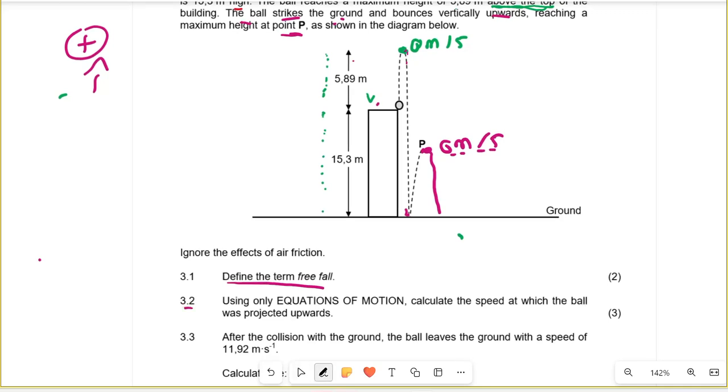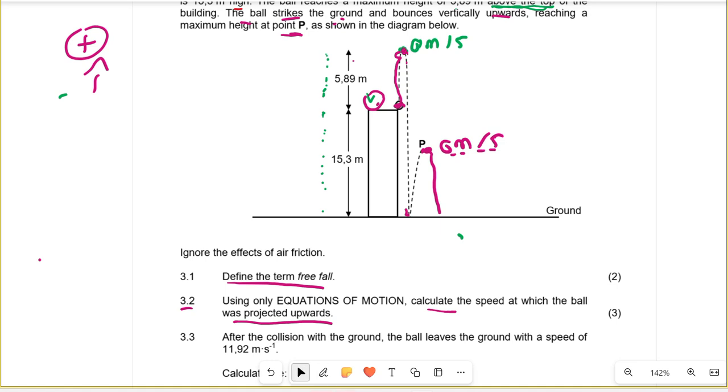Using the equations of motion, calculate the speed at which the ball was projected upwards. Okay, the ball was projected from here to there. So you're looking for the speed, right? What information do you have? You have the speed up there.